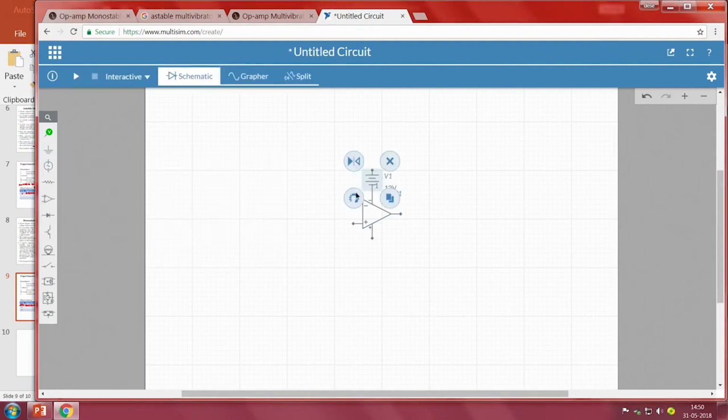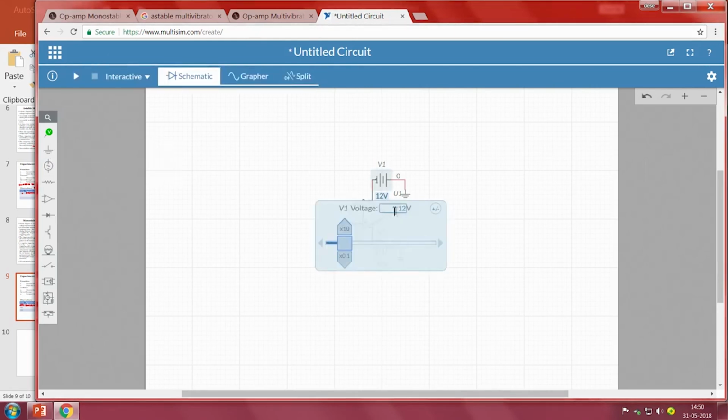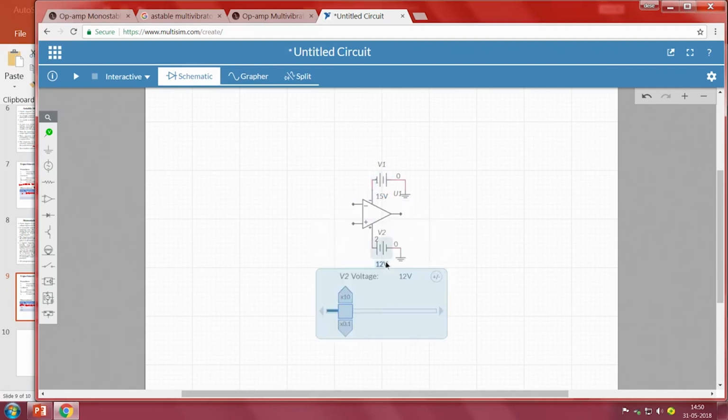connect negative here, then take a ground and connect it here, then go to another power supply. So, positive also I am connecting and taking ground, connecting it here. The supply that we require is 15 volts. So, I will make it 15 in this case and here also 15.